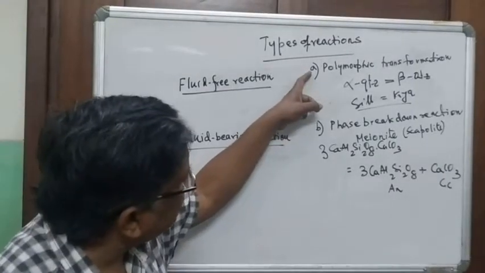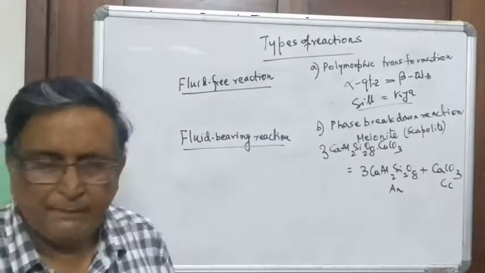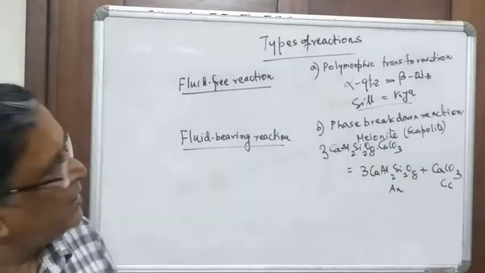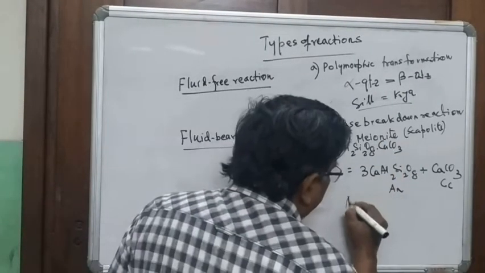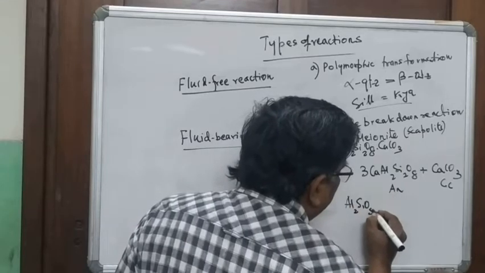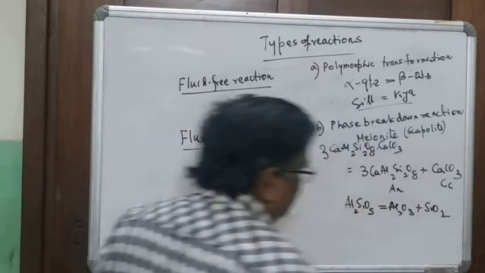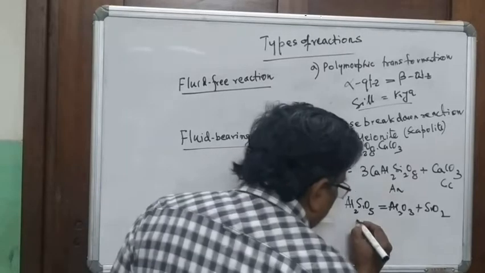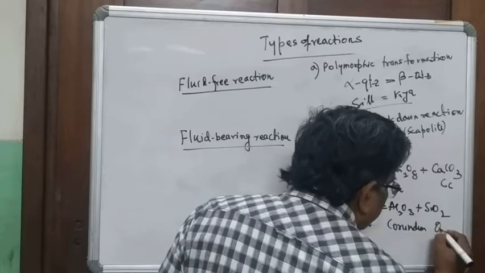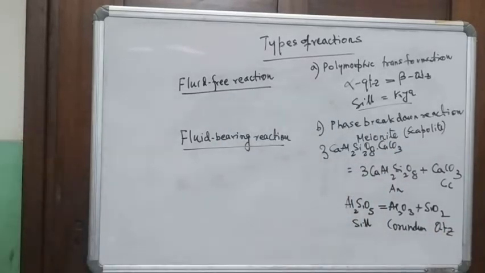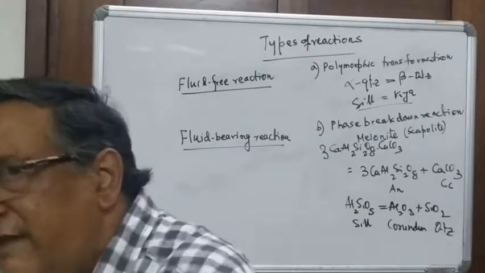So you have polymorphic transformations, and these don't involve fluids either. You can see there is no fluid involved. There are many hundreds of examples. I've just given you one. Another very simple reaction is Al2SiO5 is equal to Al2O3 plus SiO2. Say, for example, this is sillimanite, this is corundum, and this is quartz. These are all examples of phase breakdown reactions, but they don't involve any fluid species.